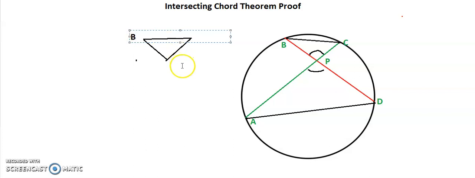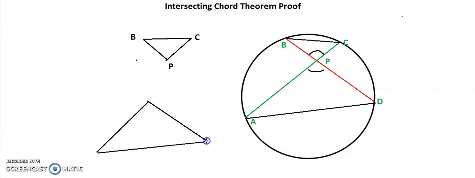Now we know that we've got vertically opposite angles right here. So I know this angle and this angle are going to be the same. To make it easier, I'm just going to draw my two triangles so we are able to prove it. So at the moment I know this is B, this is P, and this is C. And then I've got my other triangle here that is going to be A, P, and D.